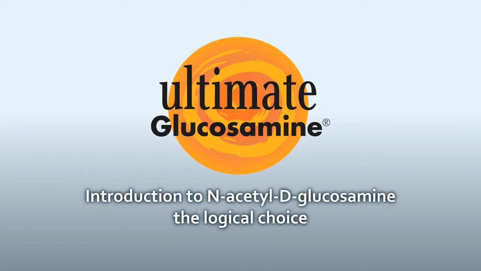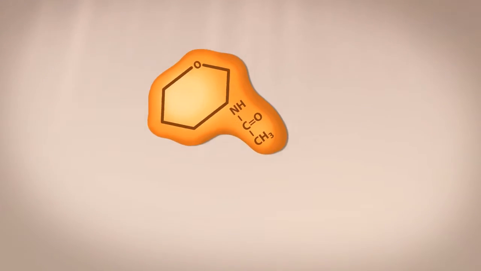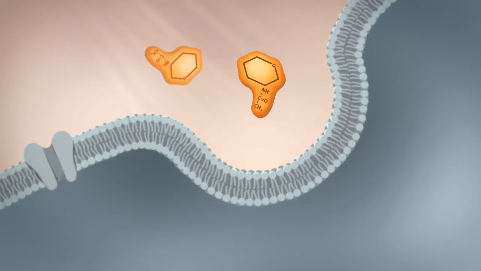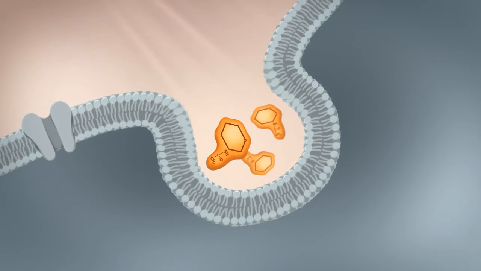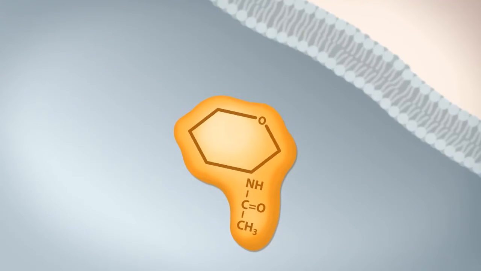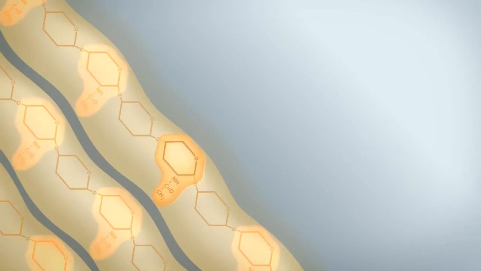UltimateGlucosamine. Introduction to N-acetyl-D-glucosamine, the logical choice. N-acetyl-D-glucosamine has two distinct advantages over typical glucosamines. First, N-acetyl-D-glucosamine doesn't compete with glucose for cell entry. Also, N-acetyl-D-glucosamine is directly incorporated into joint macromolecules.